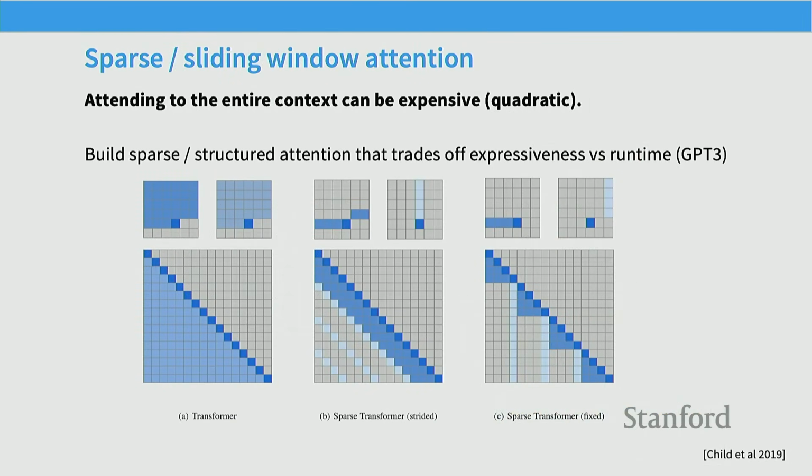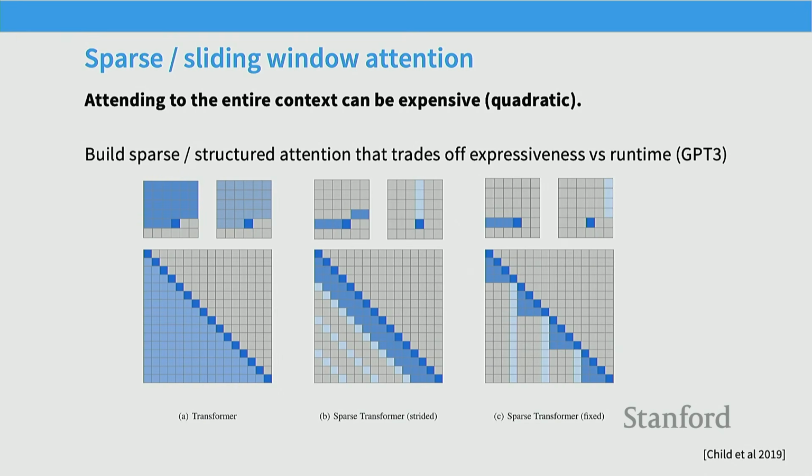I'm just going to close off with one last thing, which I think is a really interesting development in the last few months. Back in 2019, OpenAI had a cool paper arguing how to build longer attention models. One way to do that is to come up with sparse attention patterns. Instead of paying attention to all of the sequence, I pay attention to a local window at each chunk, and then I can have other attention patterns, like diagonals, that help propagate information across. So you can build sparse or structured attention that trades off expressiveness versus runtime.